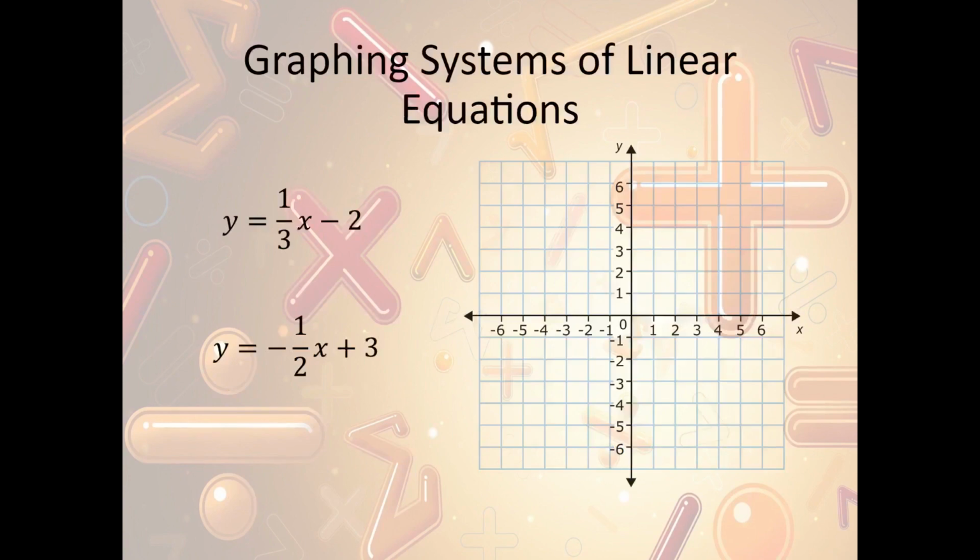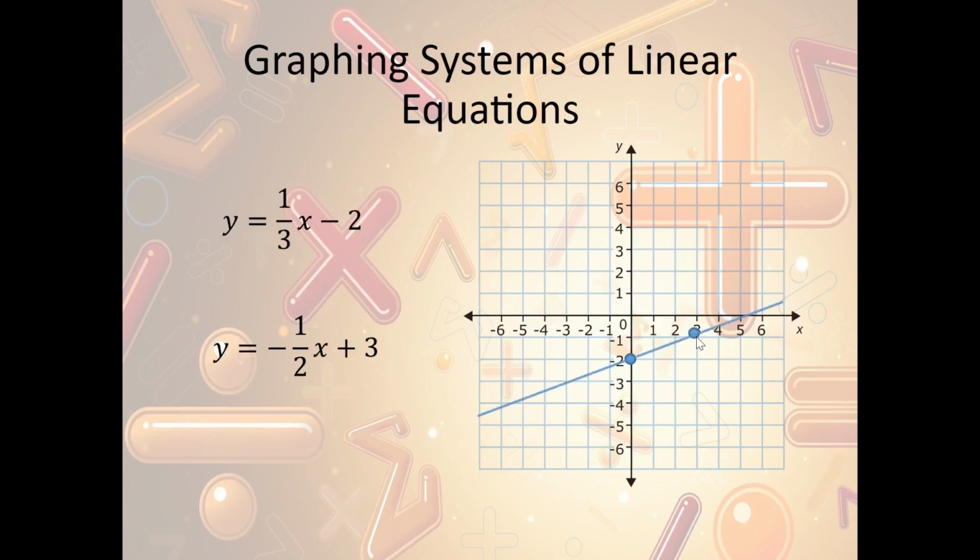Now let's take a look at how we can graph systems of linear equations. So all this really means is we're going to graph both of these lines at the same time. So on the first one, we'll go ahead and graph this. We're going to plot our y-intercept, which is negative 2. So we're going to go down 2 and plot our point. And the slope is 1/3. So we're going to go up 1, to the right 3, plot our point, and connect the dots.